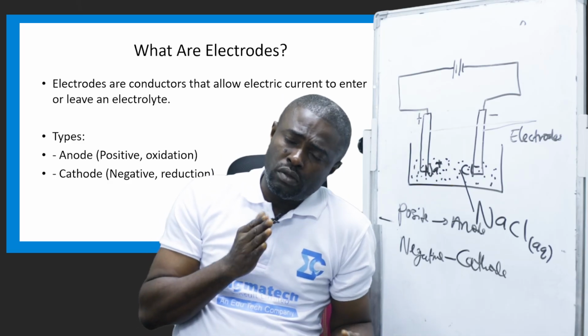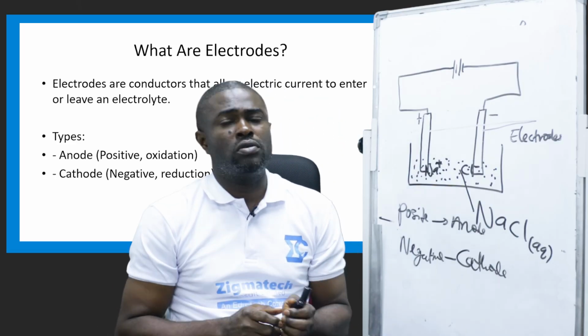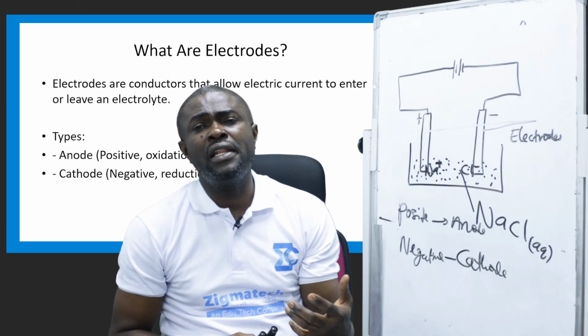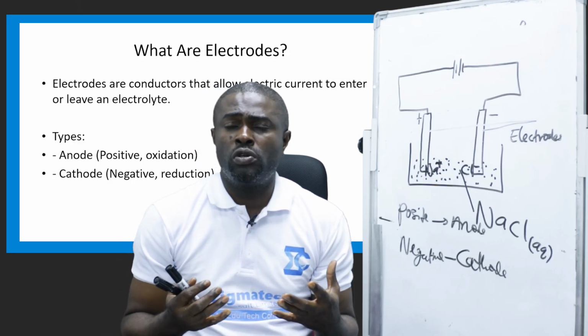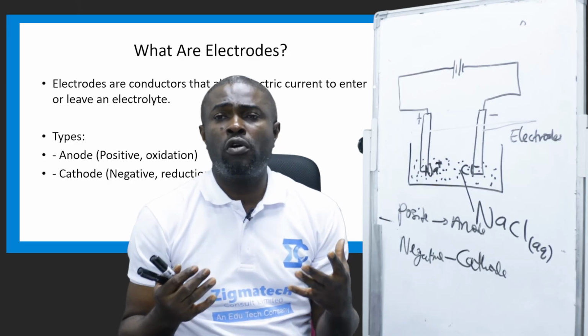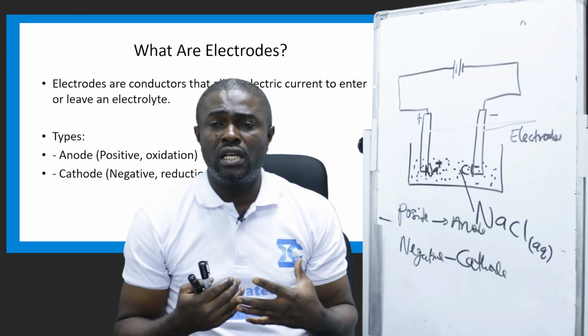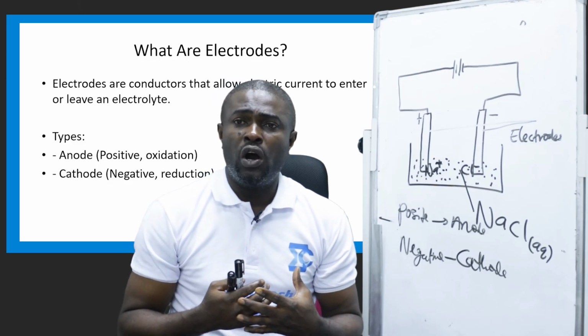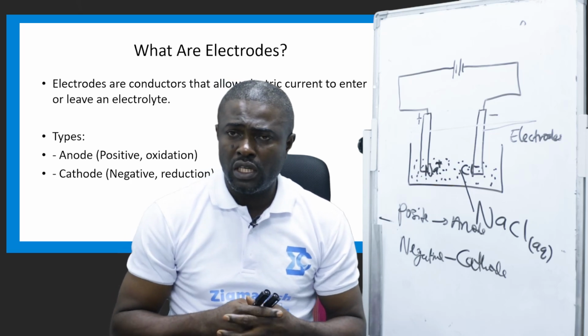If you don't want to define it using conventional current, you can use electrons. So we can define electrodes as conductors in the form of rod or wire through which electrons enter the electrolytic cell or leave from the electrolytic cell.